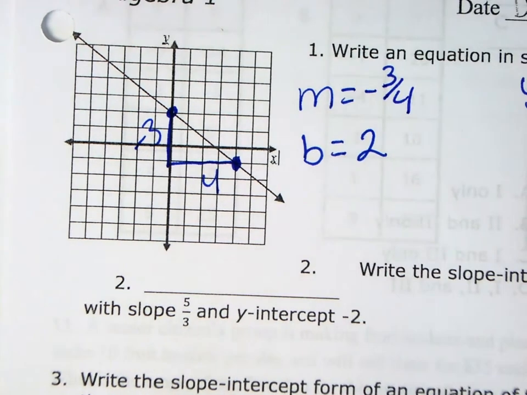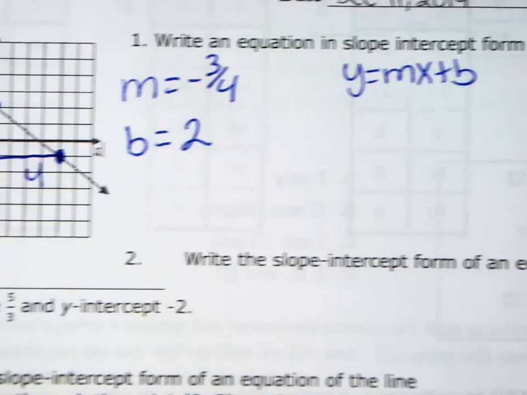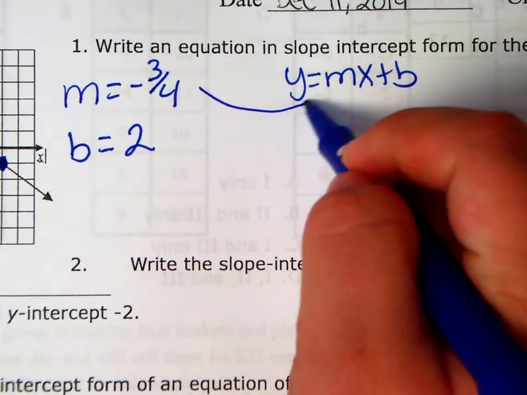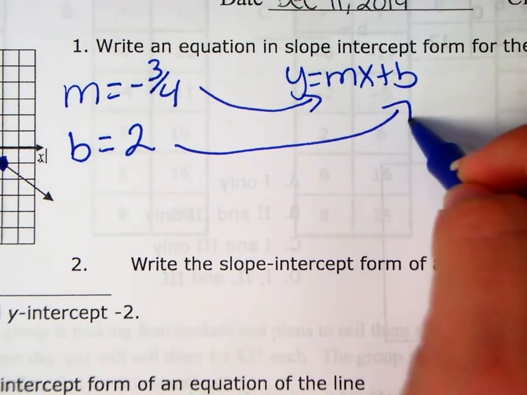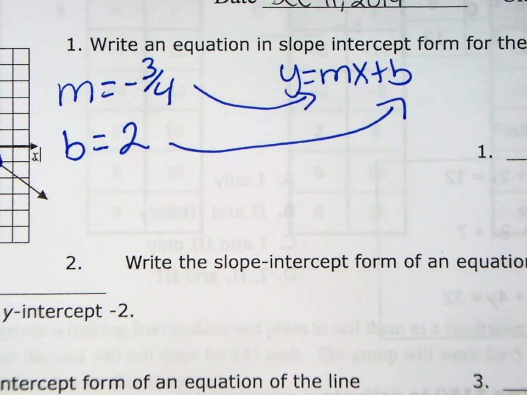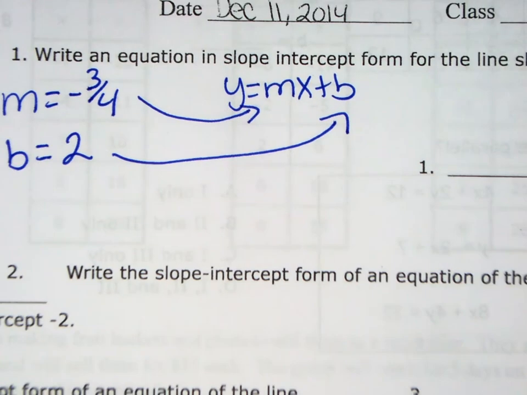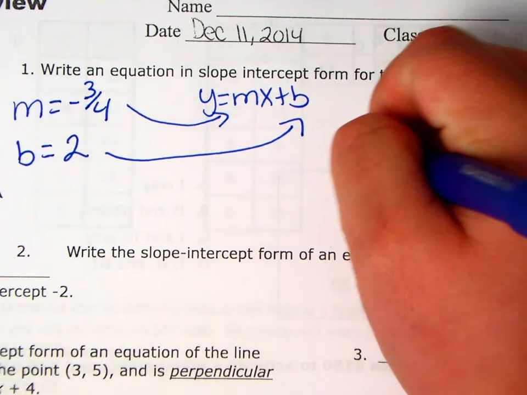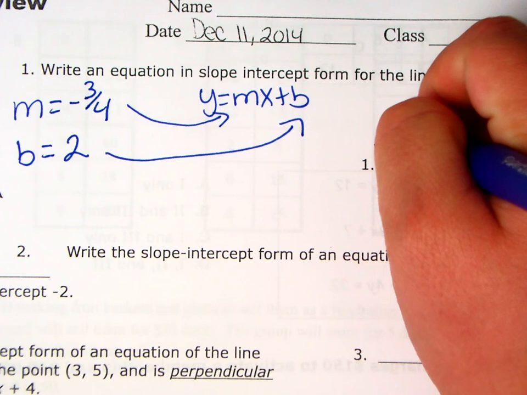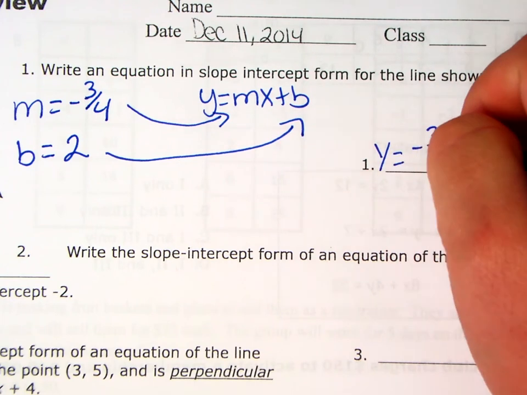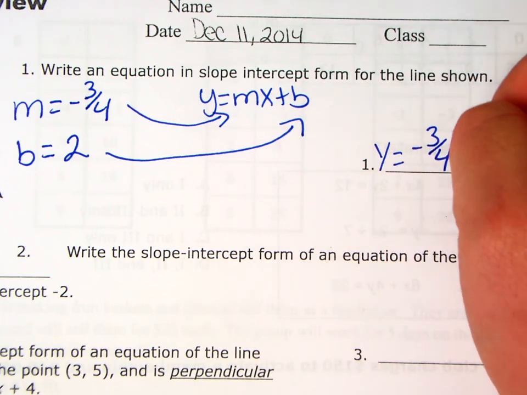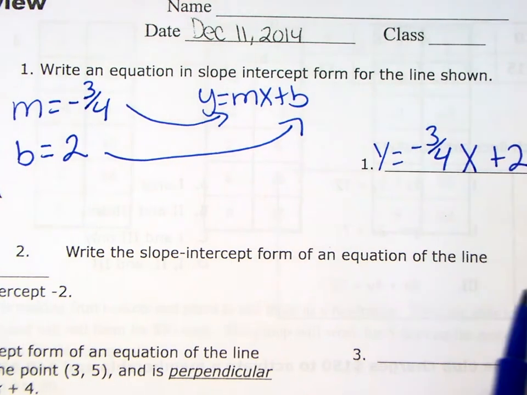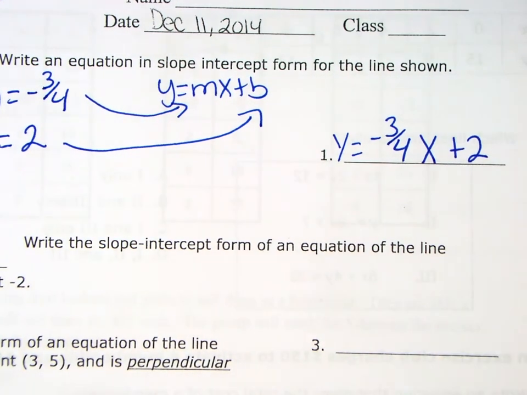So now that I have m and b, I plug my m in, and I'm going to plug my b in. And then that's my final answer. So I'm going to zoom out a little bit. So writing our equation, we get y is equal to what? Negative 3 over 4 x plus 2. So don't forget about that x. Super, super important.